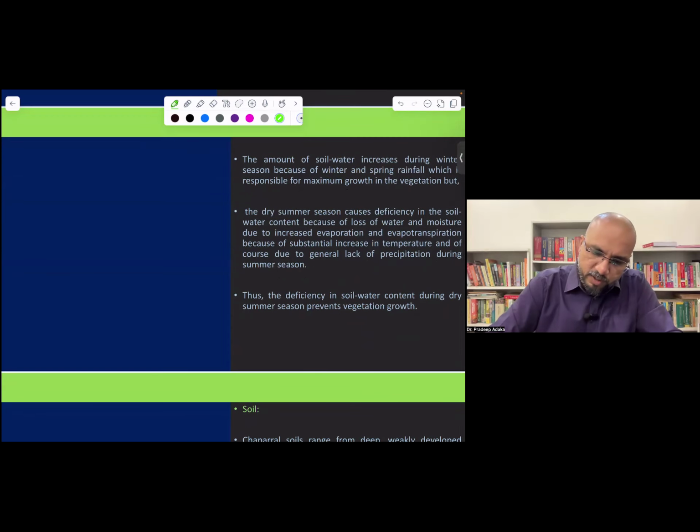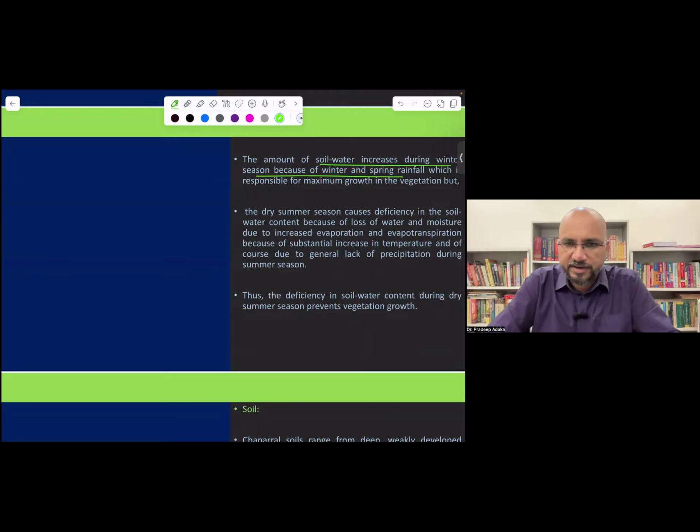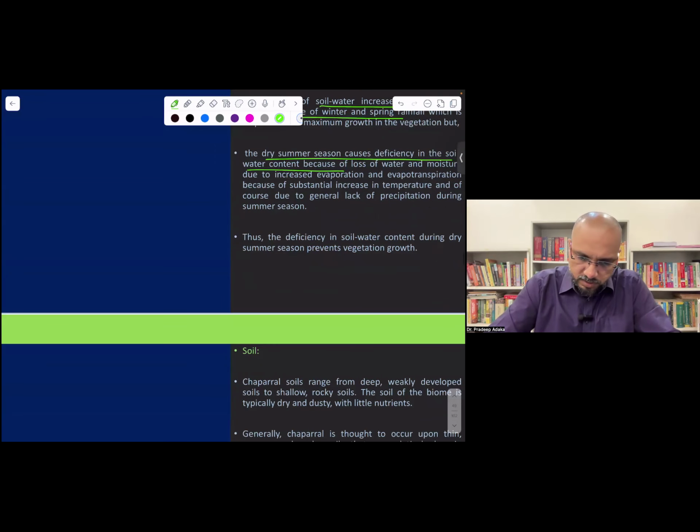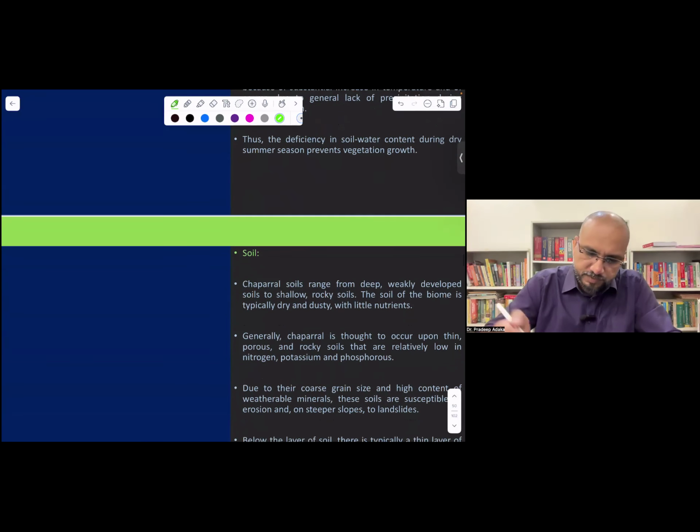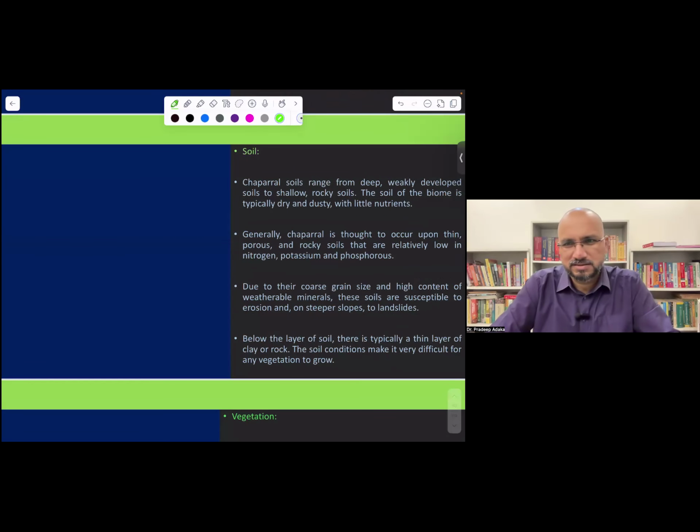So the amount of soil moisture increases during the winter season because you have rainfall, which allows for maximum growth of vegetation. The dry summer season causes deficiency in the soil moisture content because there is no rainfall and evapotranspiration is very high. So it is very obvious, right? So there is no more need to explain now.